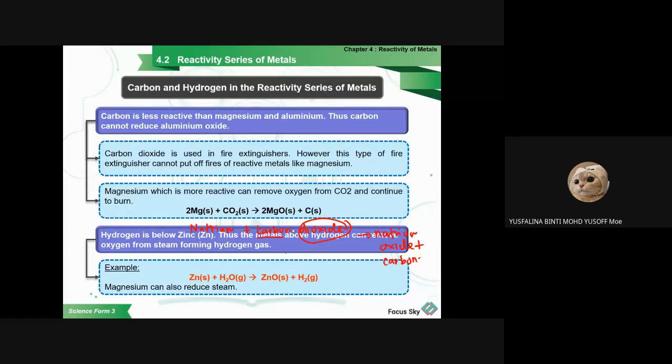Hydrogen is below zinc. Thus the metals above hydrogen cannot remove oxygen from steam to form hydrogen gas. So this is the example: zinc plus H2O, where H2O is the gas form of water, will form zinc oxide and hydrogen. Hydrogen is a gas, and S means solid, so zinc is in solid form. H2O here means water vapor, water in the form of gas. So it will form zinc oxide and release hydrogen gas.